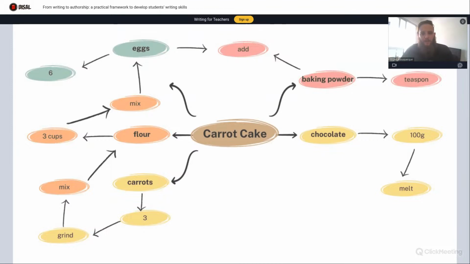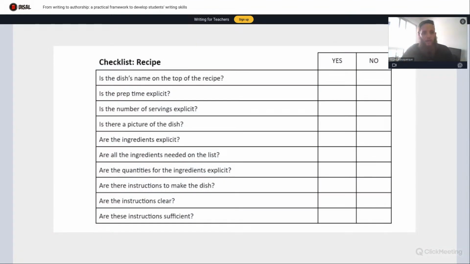Before getting to their first drafts, I showed them a checklist of a good recipe. And then they read what you needed to have in a recipe. I took this away and they wrote their first draft. They wrote their first drafts in around 15 minutes in class.